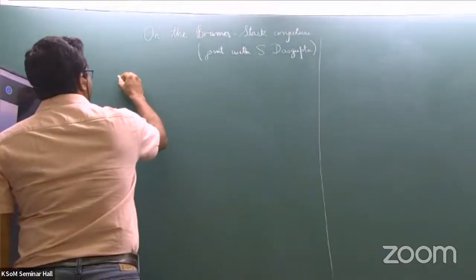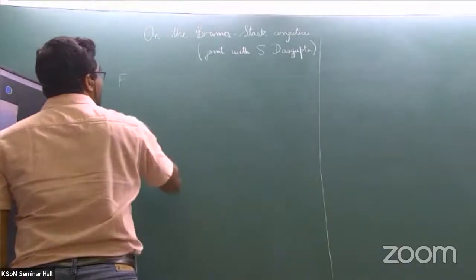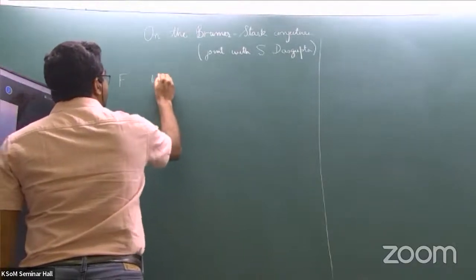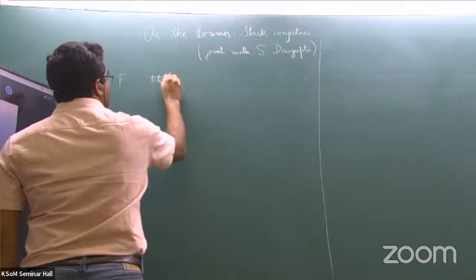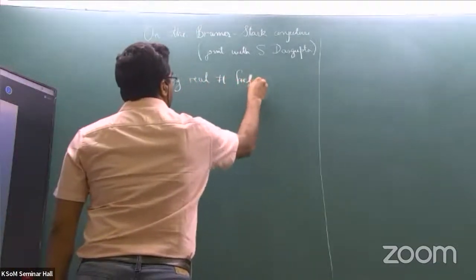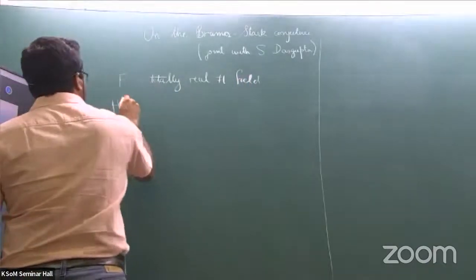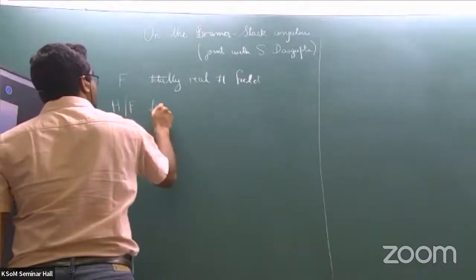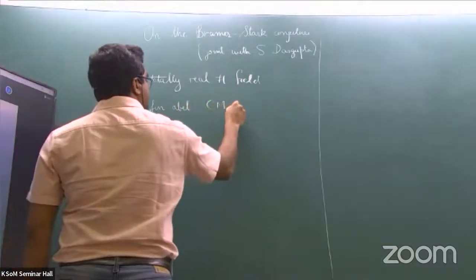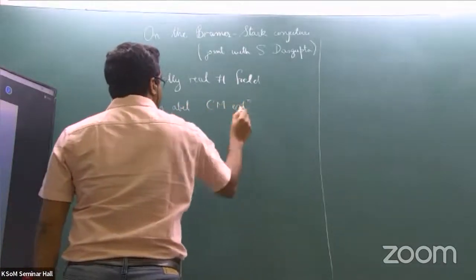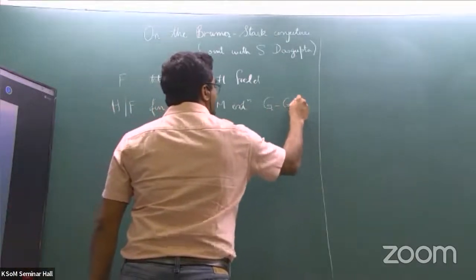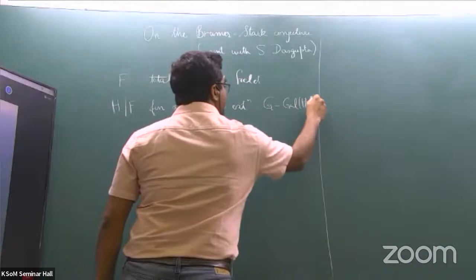Anyway, let me recall the statements, recalled from last year. So F is a totally real number field, and H over F is a finite abelian CM extension with Galois group G. So G is the Galois group of H over F, which is a finite abelian group.